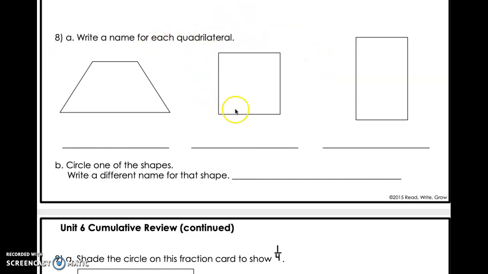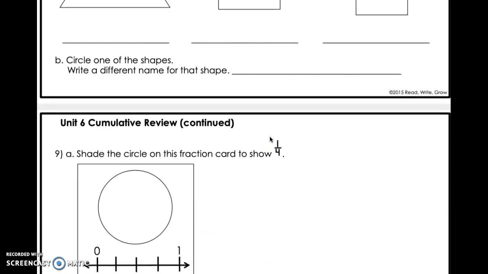But if I circled the square, I could say it is an equilateral because all the sides are equal. I could say it's a parallelogram because all the sides are parallel. I could say it's a polygon. I could say it's a quadrilateral. Those are a different name for that shape.